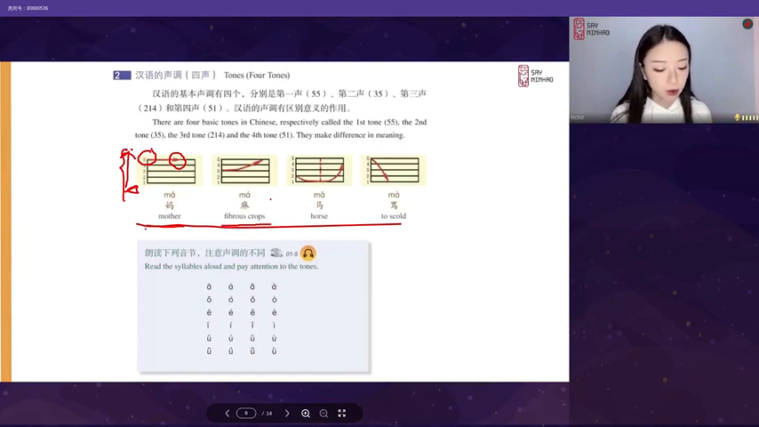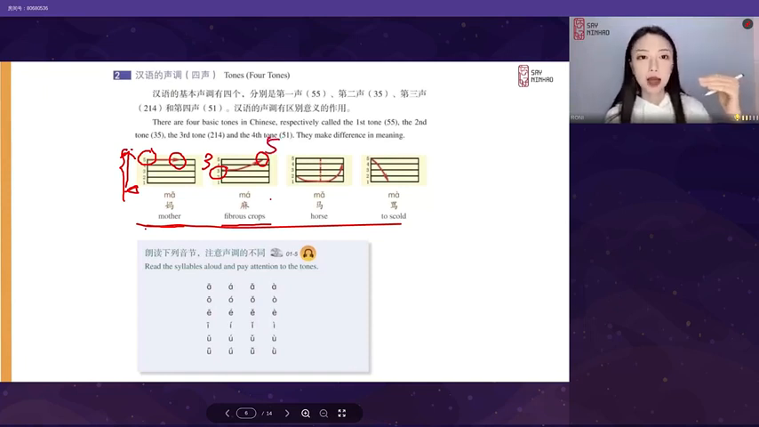Let's see second tone, which is ma. It started at pitch 3, and it ended at pitch 5. So we should change the pitch when we read it. The pitch is rising up from 3 to 5. Ma, ma. This is second tone.